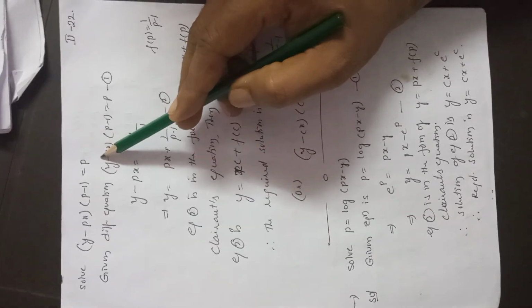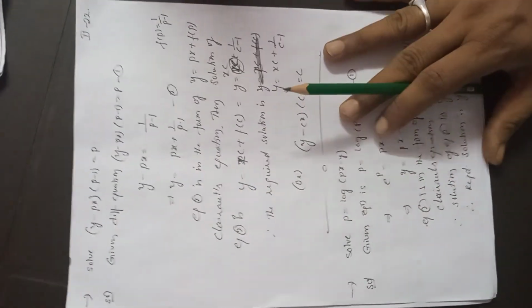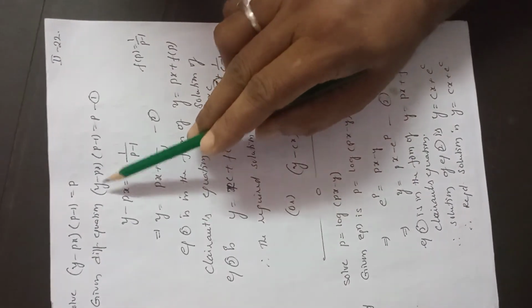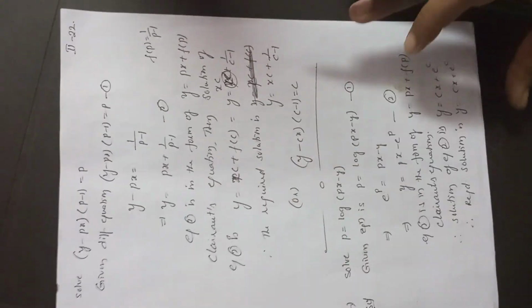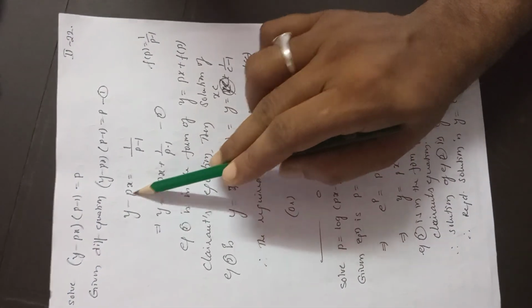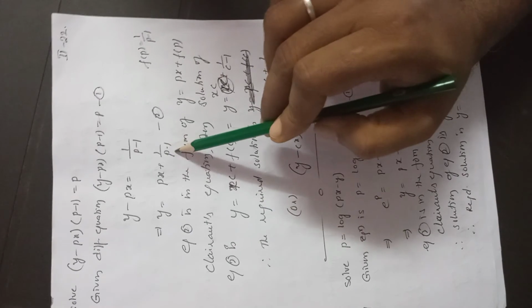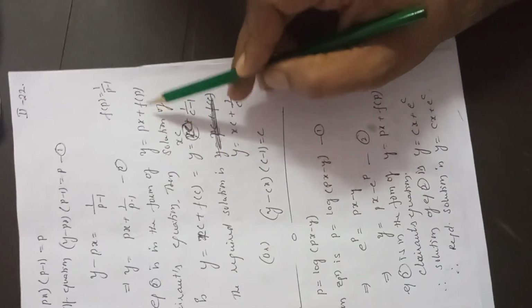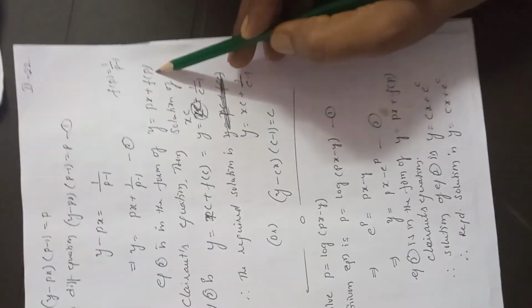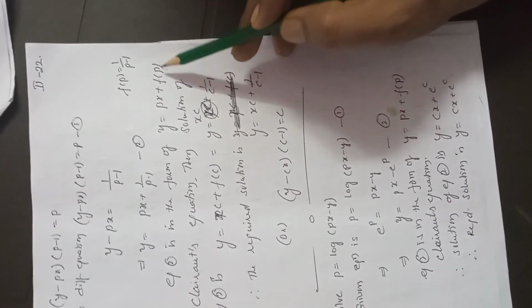Problem 22. Solve y minus px into p minus 1 is equal to c. Now the given differential equation, call that equation number 1. We transport this to the right side: y minus px is equal to 1 by p minus 1. Now y is equal to px plus 1 by p minus 1. This is in the form y is equal to px plus f of p, which is Clairaut's equation. Here f of p is equal to 1 by p minus 1.